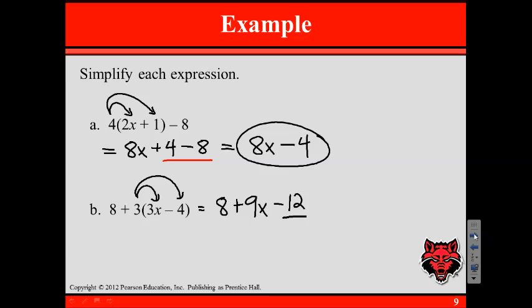Here we also have like terms in 8 and the minus 12. So let's rearrange our terms just so that our like terms are beside one another. We have 9x plus 8 minus 12. Now we combine our like terms. That becomes 9x minus 4.